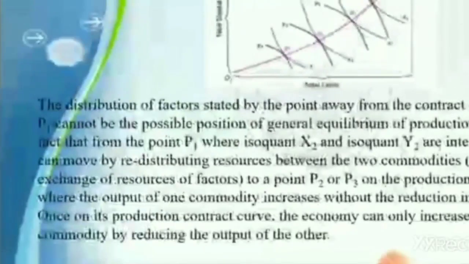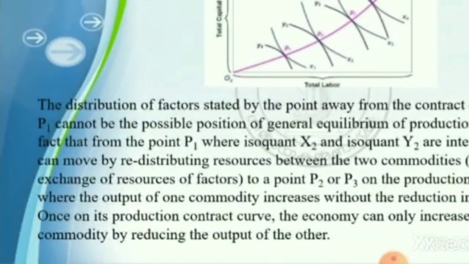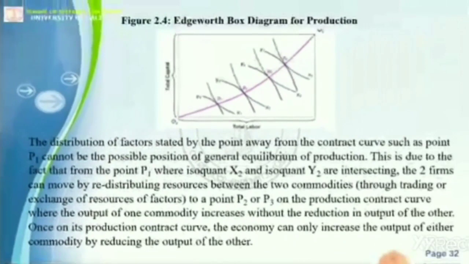the same distribution of factors stated earlier: a point away from the contract curve, such as point P1, cannot be the possible position of general equilibrium of production. This is due to the fact that from the point P1 where isoquant x2 and isoquant y2 are intersecting, the two firms can move by redistributing resources between the two commodities through trading or exchange of factors to a point P2 or P3 on the production contract curve where the output of one commodity increases without the reduction in output of the other.